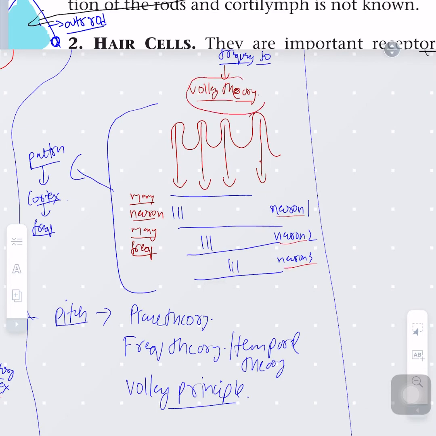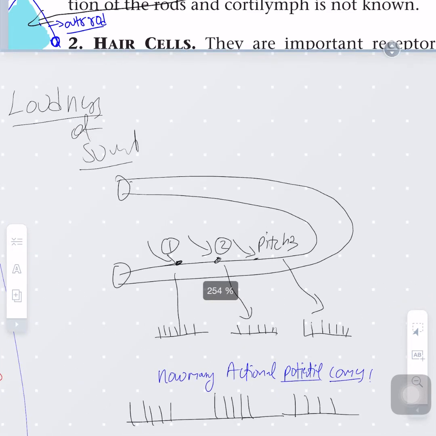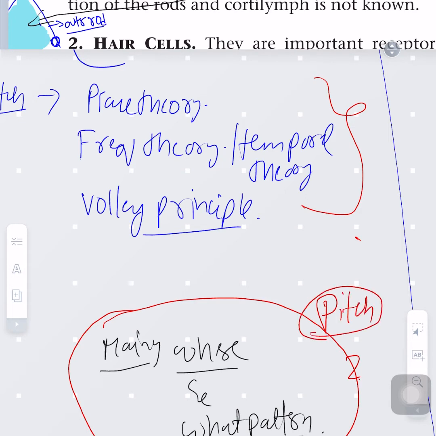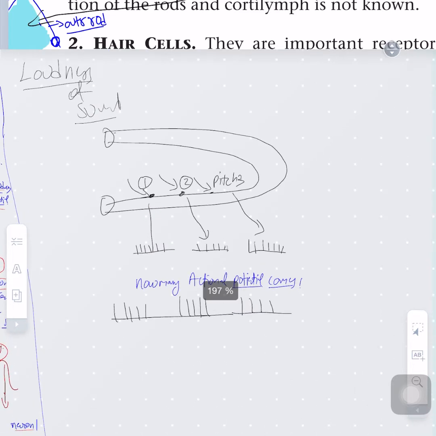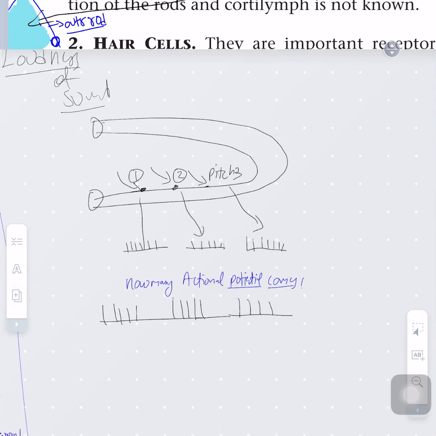So pitch is ultimately explained by three theories: the place theory, the frequency theory, and the Wever theory. Whenever we're talking about pitch, we are mainly concerned with where the sound is and what pattern is being produced. Two very important points: where the sound is and what pattern it is producing. Talking about loudness, which depends on the amplitude of the sound, here we are concerned with how many action potentials are produced. In frequency it's where and what, whereas for loudness of sound, how many action potentials are produced is what matters. So this concludes the organ of Corti and some theories of hearing.